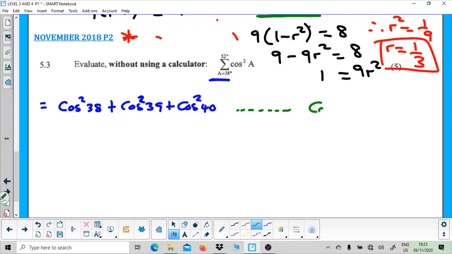So it is cos squared. So let's start from 50 plus cos squared 51 plus cos squared 52. Those are the last 3 terms. Well, if we have those last 3 terms, what were we supposed to figure out about these ones? Who can pick it up?